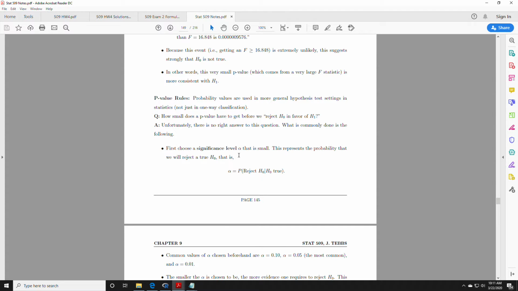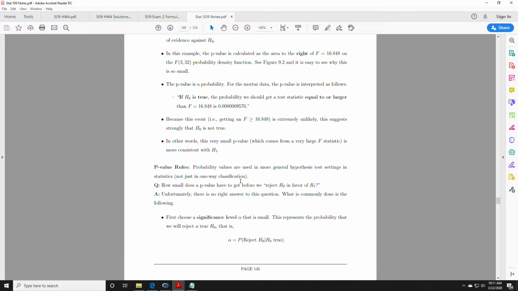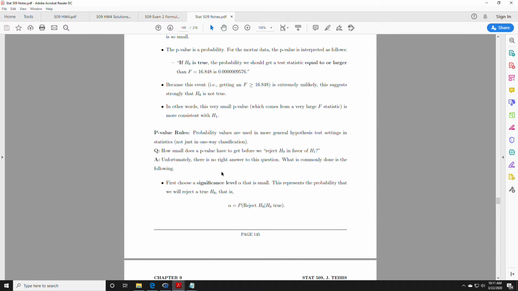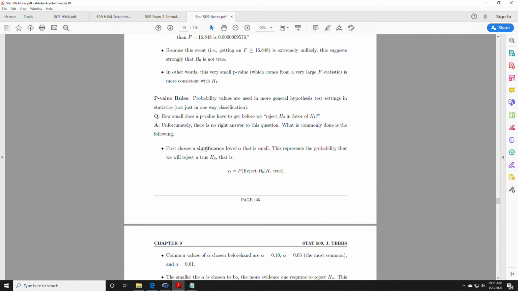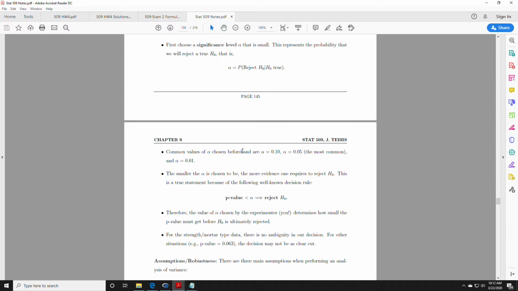Okay, so how small is too small? Well, if I want to think about it like a 95% confidence interval kind of, then alpha is 0.05, and if the p-value is less than or equal to alpha, that's too small, okay? So if the p-value is less than or equal to alpha, you reject the null hypothesis. Okay, the p-value is less than or equal to alpha, reject the null hypothesis.